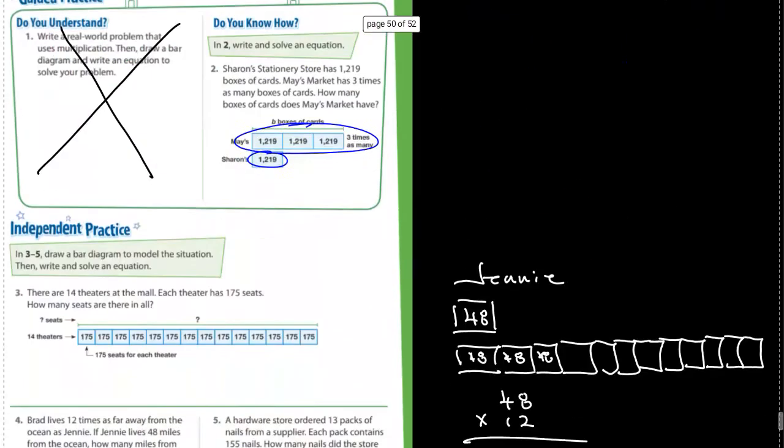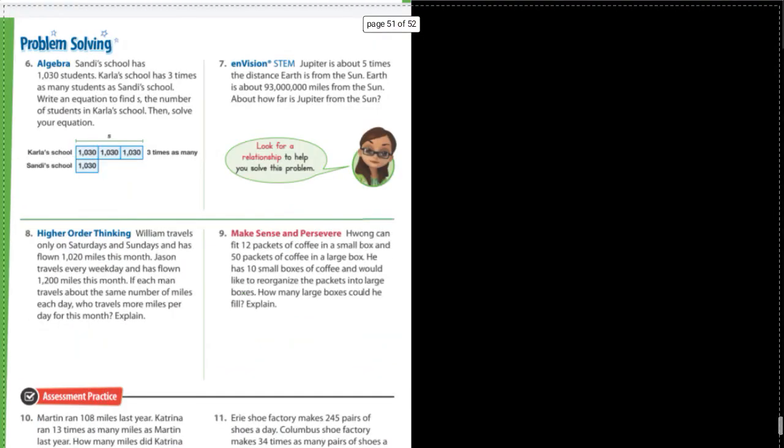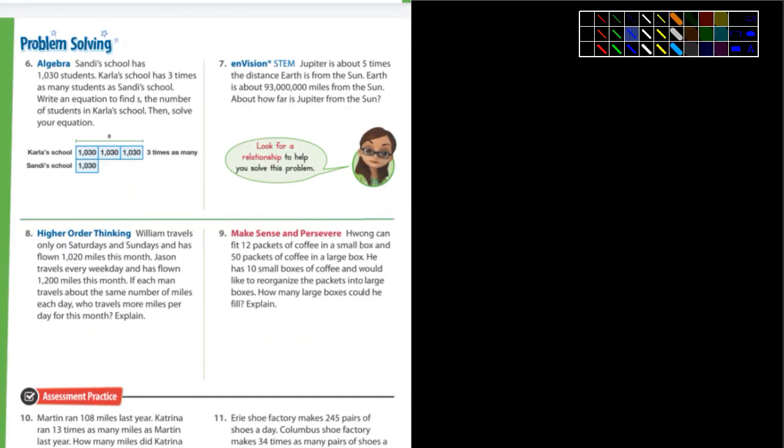All right, next page. Look at that. There's that word that Miss Guerin said earlier, algebra, for number 6. Sandy School has 1,030 students. Carla's school has 3 times as many. So you can write and solve the equation. You guys can do that.